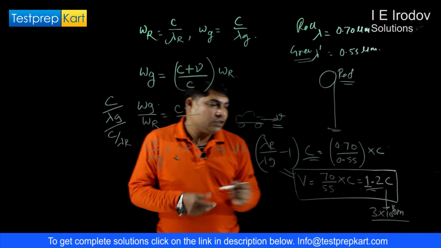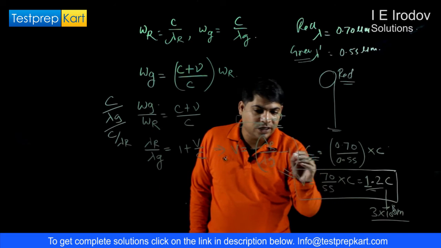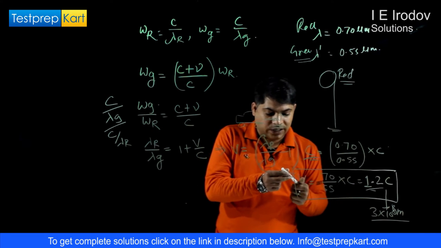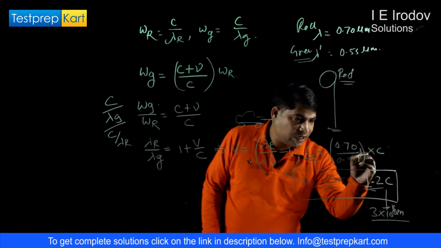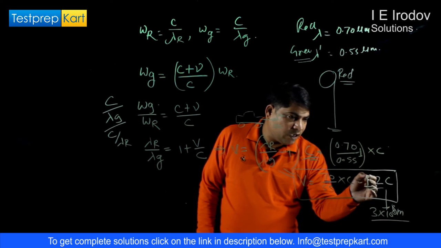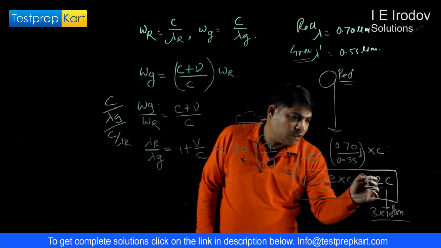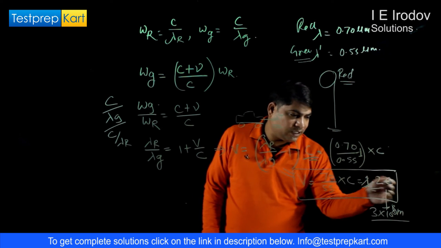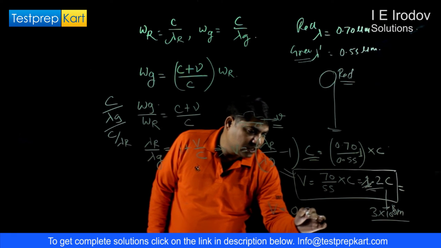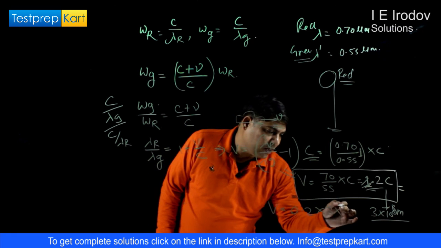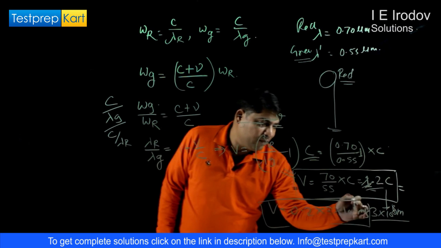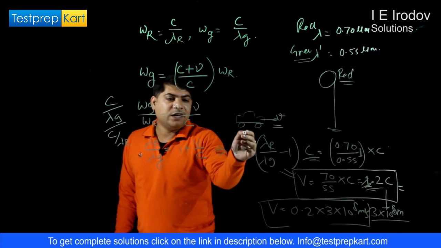Okay. So here we have committed one mistake, that this should be lambda r upon lambda g minus 1. That's why we are getting this much value. So it is approximately 0.2 C, not exactly 1.2 C. So we must stand corrected that this is 0.2 into 3 into 10 to the power 8 meter per second, although it is an impossible speed to be attained by a driver.